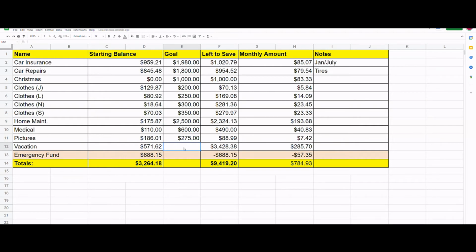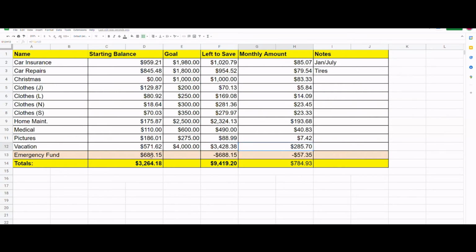And our last sinking fund is vacation, and we are wanting to do a couple things, maybe go out west. This coming year in August is going to be our 6-year anniversary, and we're wanting to do something a little bit bigger. So $4,000, and that will be $285.70 a month.